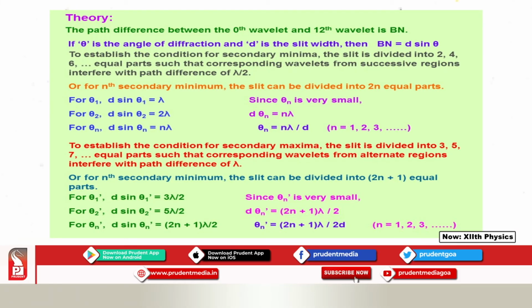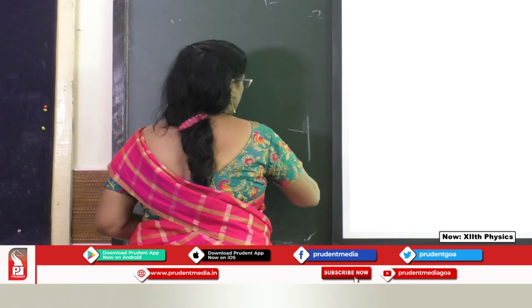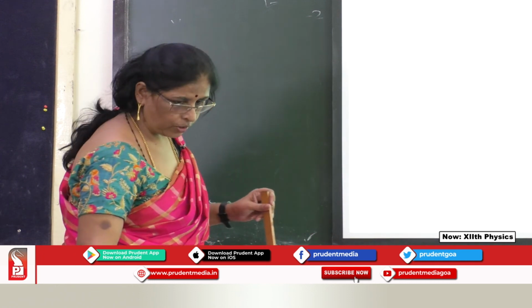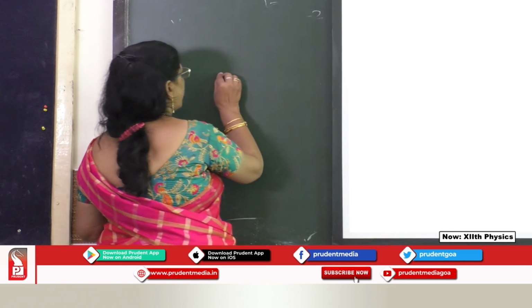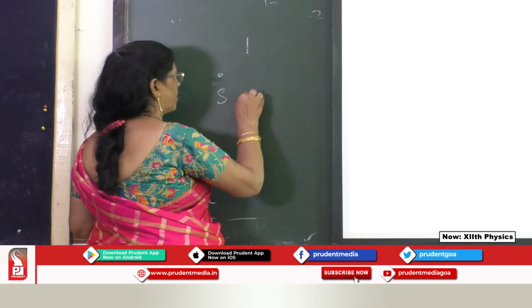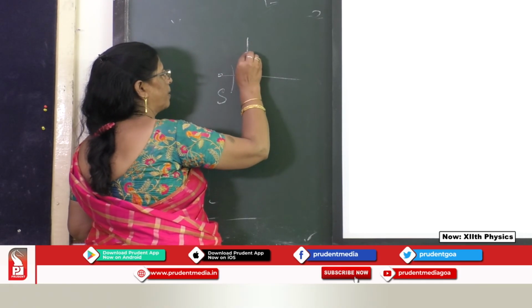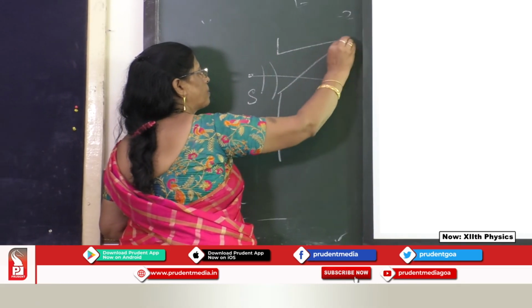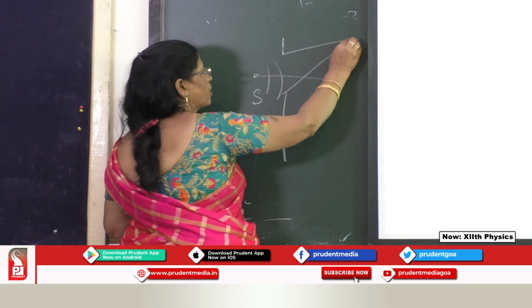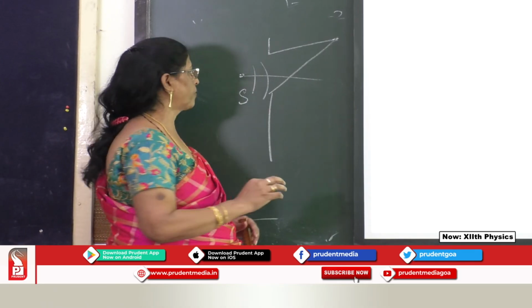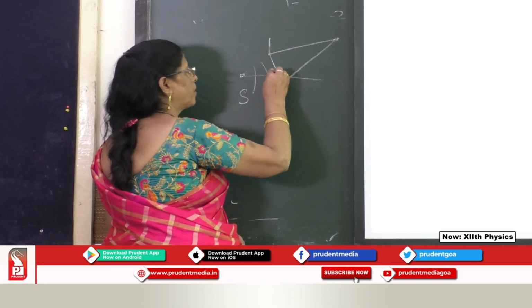The path difference between the 0th wavelet and the nth wavelet is Bn, and it is d sine theta. I'll just show this part on the board, because I don't have the diagram here. Now, if S is the source, the wavelets are emerging at an angle. For example, here the waves are moving from this place and give rise to a bright or dark fringe. So that is the path difference.